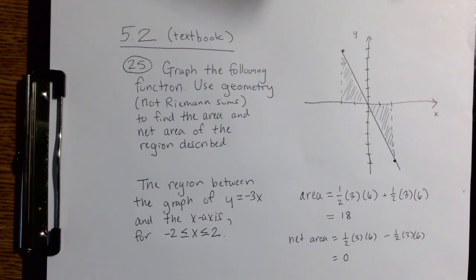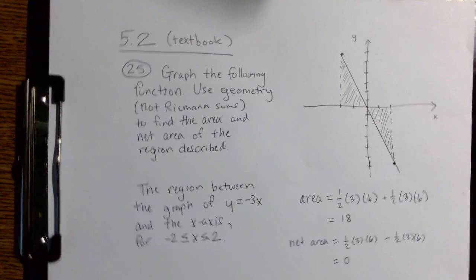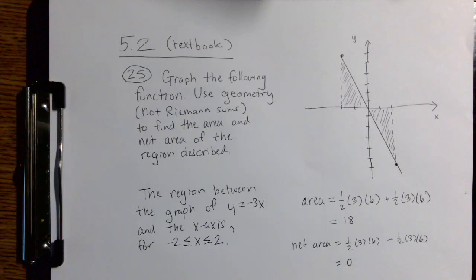Okay, so this is a good illustration of the fact that you can have a net area of 0. That does not mean that there's no shaded region involved. There is area here, but when we make our cancellation between positive and negative, we get a net area of 0.